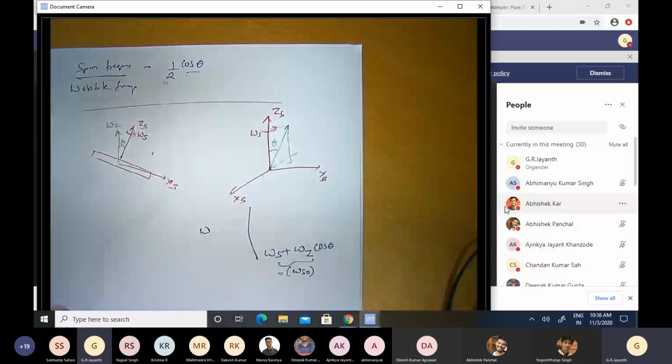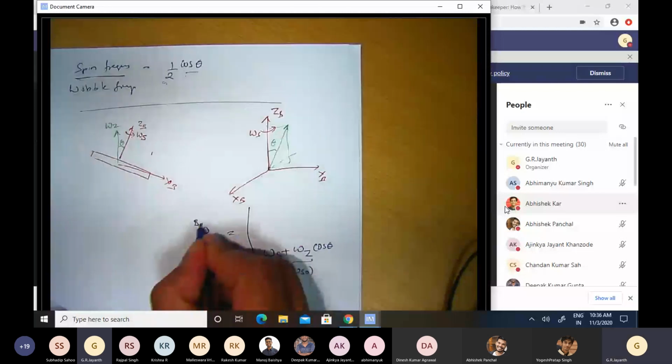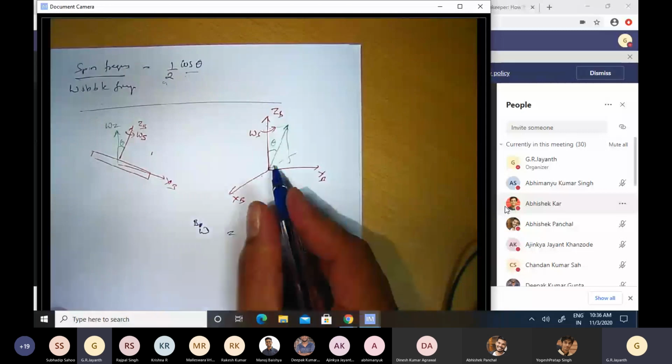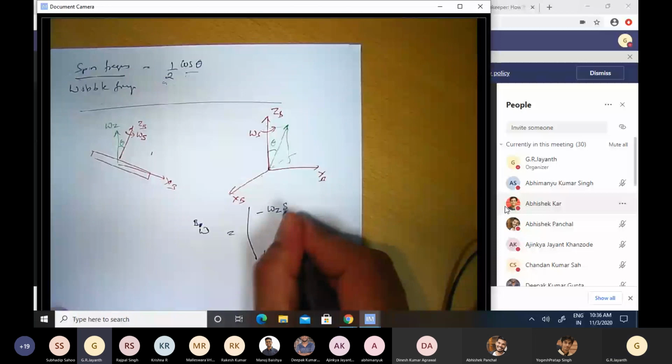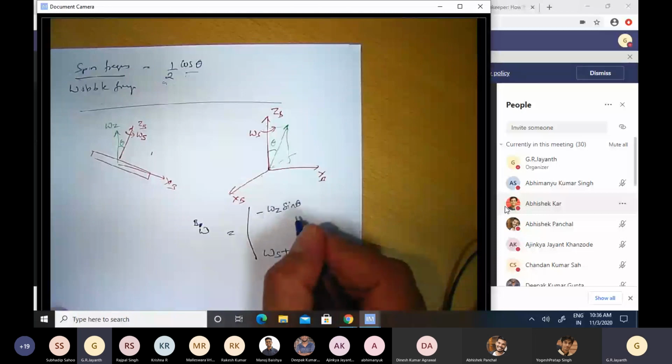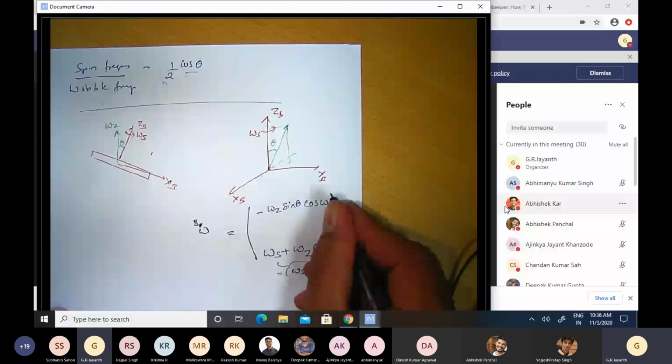What about the x and y components of the angular velocity vector represented in the body coordinate system, omega b? From this schematic, if initially the b1's x-axis and the b's x-axis are aligned, then the component will be minus omega z sine theta, when it is aligned. But as time progresses, it changes. So I'll write cos omega s t. It changes at the same rate as the spin frequency omega s.